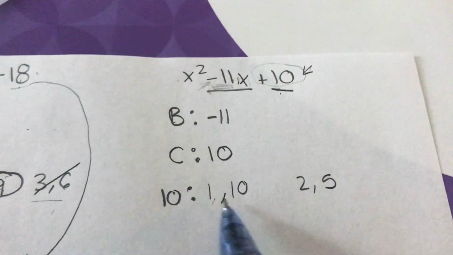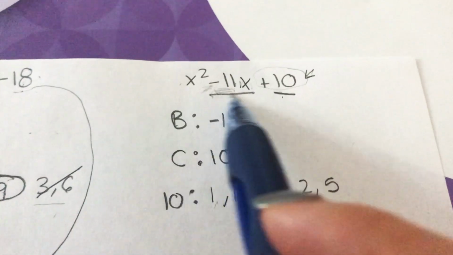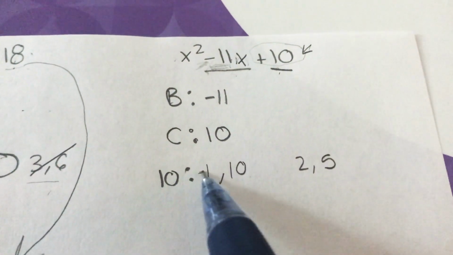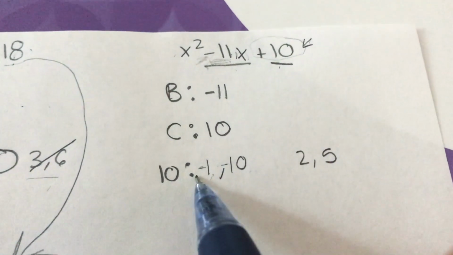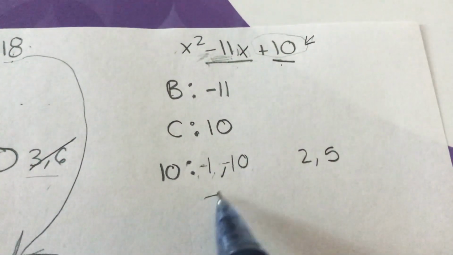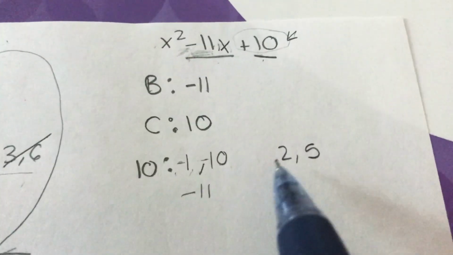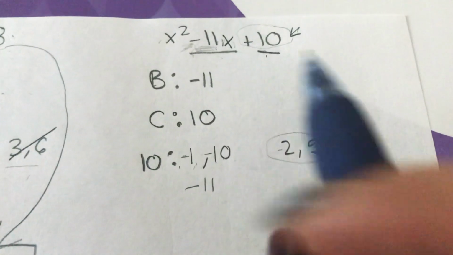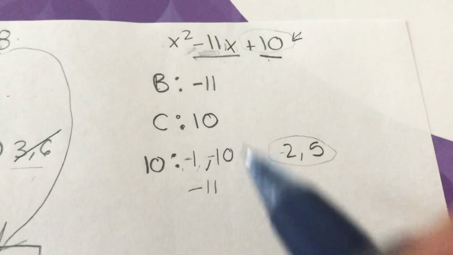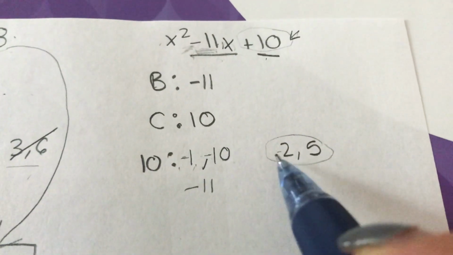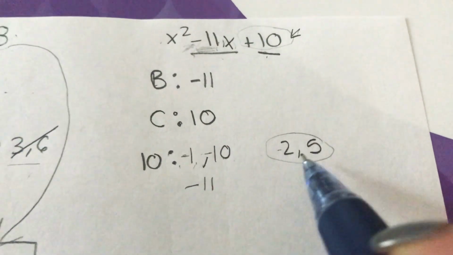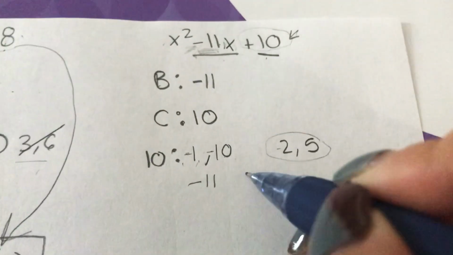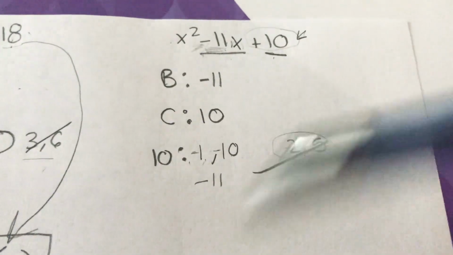So, will 1 and 10 in any way add up to be negative 11? Let's see if they had negatives on them. Negative 1 plus negative 10 does equal negative 11. 2 and 5, in no way, shape, or form, with negatives or not, will those absolute values ever combine to be the value of 11. 5 plus 2 is 7, 5 minus 2 is 3. There's no way I'm going to reach that value of 11 or negative 11. So this is the pair of factors that I need to work with.